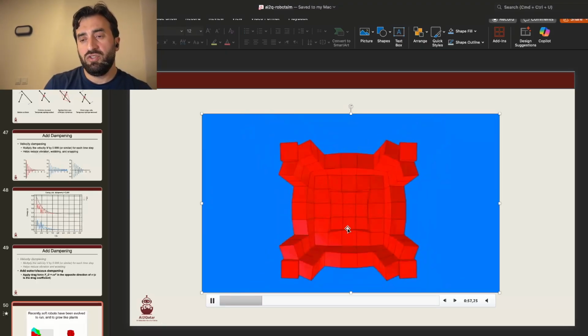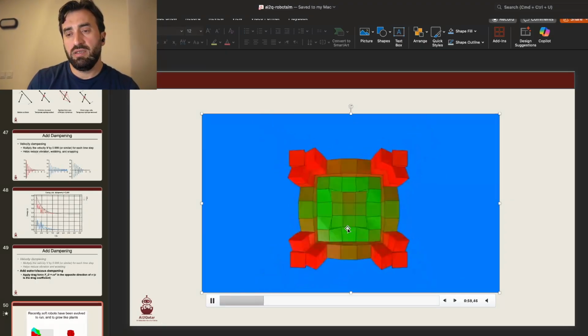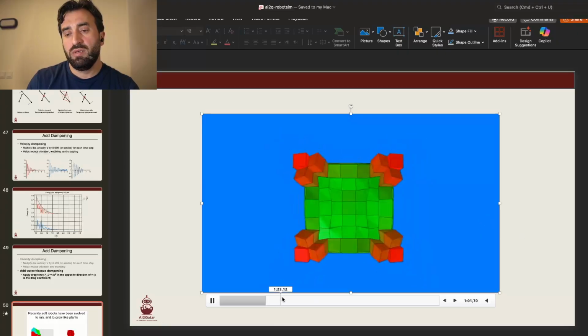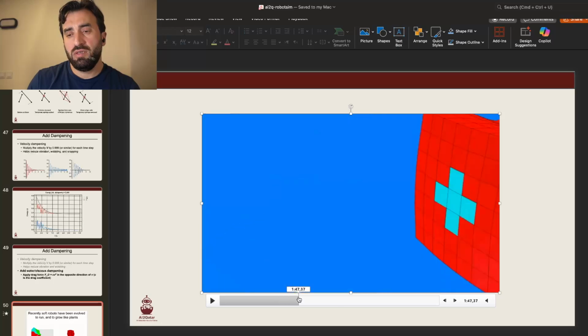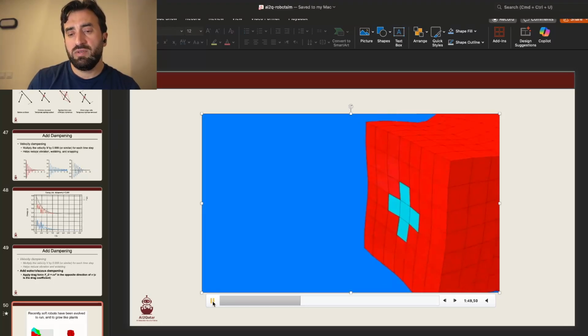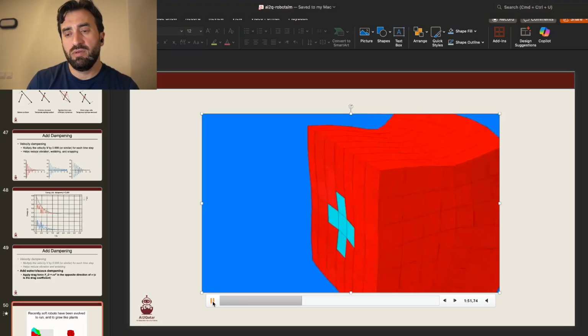This is a jellyfish, again, that the evolutionary algorithm came up with. And similar to these, there are so many examples in this video. I just wanted to show you a couple.